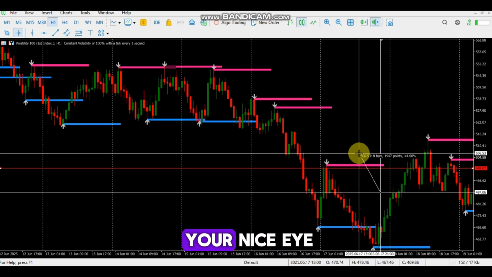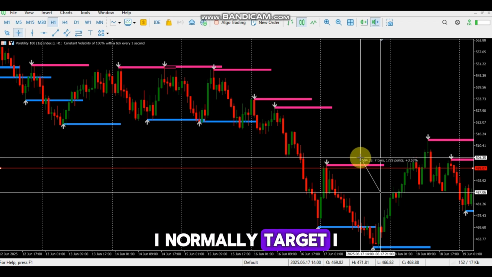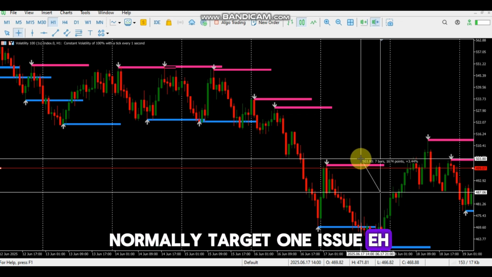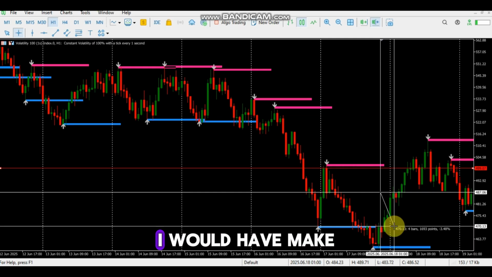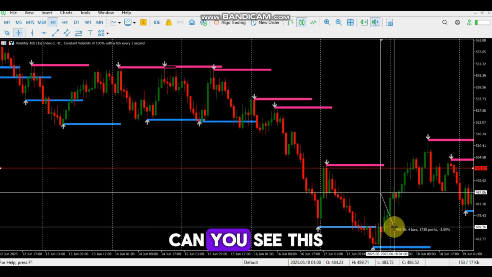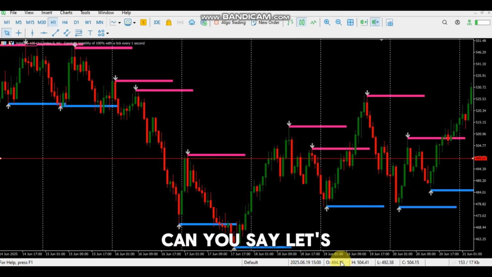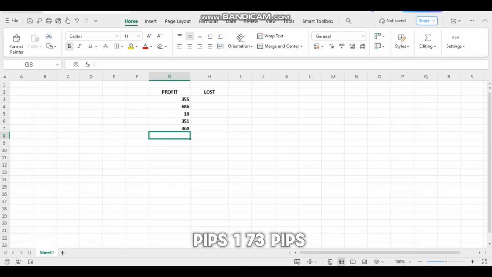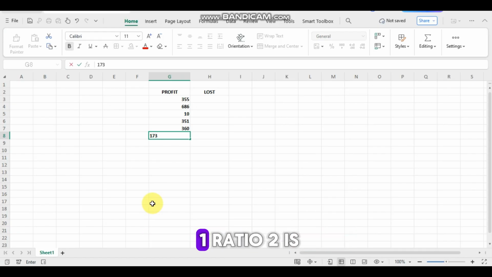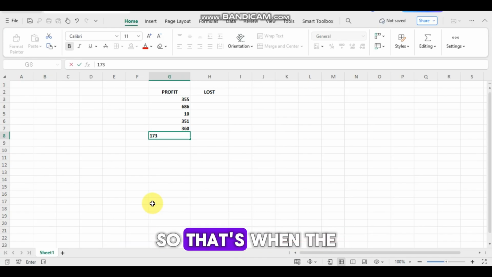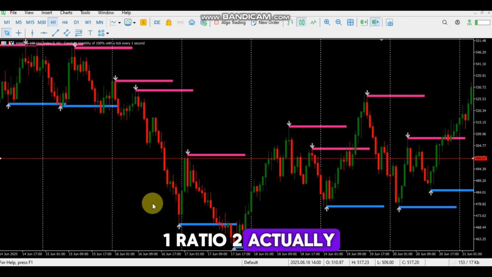I say it's either you target your next higher high or you target 1:2. But most times, I normally target 1 ratio, my higher high. If it is my higher high, I'll make my profit here. Can you see? This is 173 pips. Let's record down 173 pips. Most times that we actually make use of 1:2 is when the 1:2 is before the next higher high or lower low. So that's when the 1:2 actually functions well.